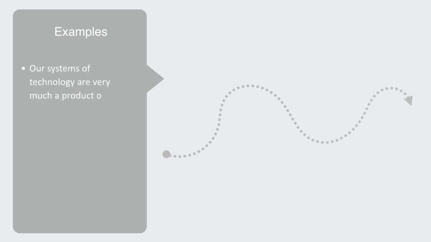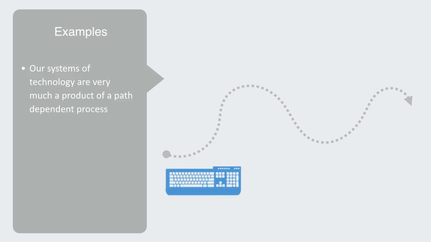When we look around us, we can see that our systems of technology are very much a product of a path-dependent process. Why do we still use the QWERTY keyboard that was designed for typewriters when it is not the most efficient for today's keyboards? Why do we still use the standard gauge train track designed 2 centuries ago for horse-drawn coal carts to run today's powerful trains when it is far from optimal?